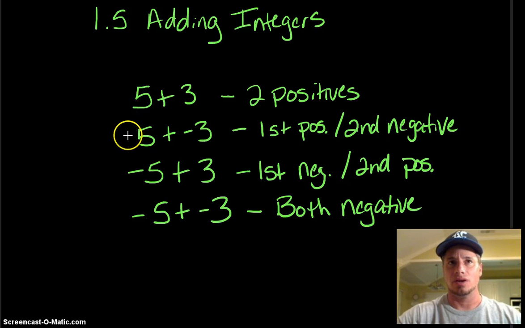Now, the next scenario is if I have the first number positive and the second number negative. Then the third scenario, if the first number is negative and the second number is positive. Then the fourth scenario would be if they're both negative. So we're going to look at those four scenarios in depth and see if we can get a rule that will help us add integers.